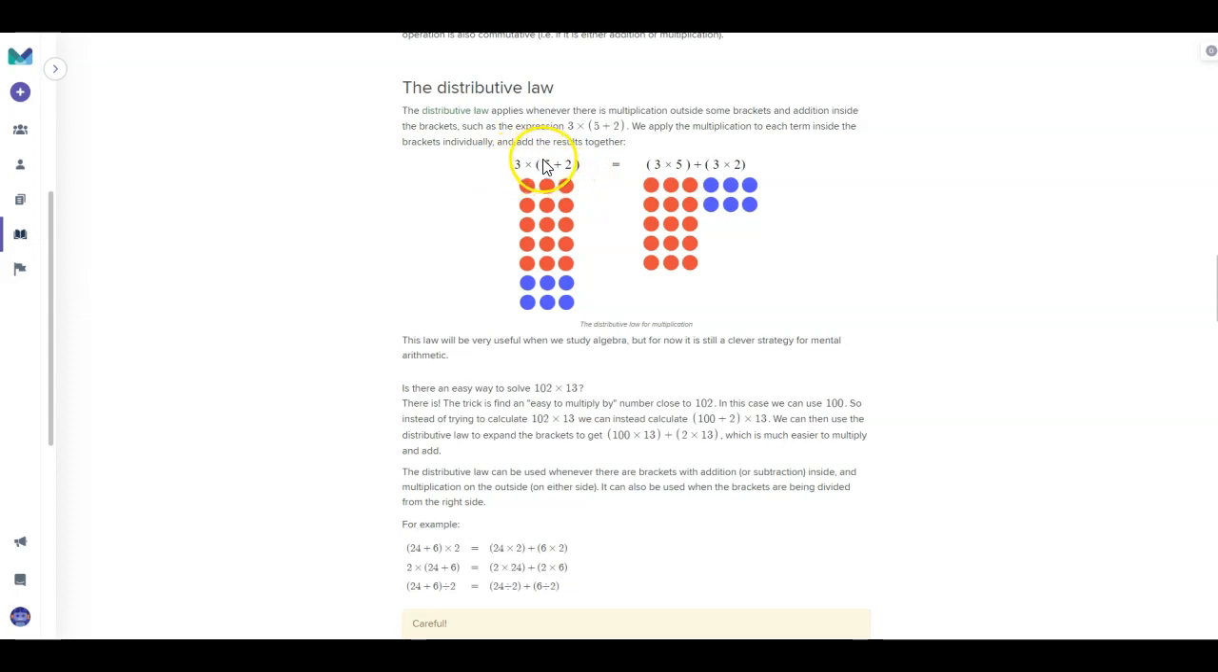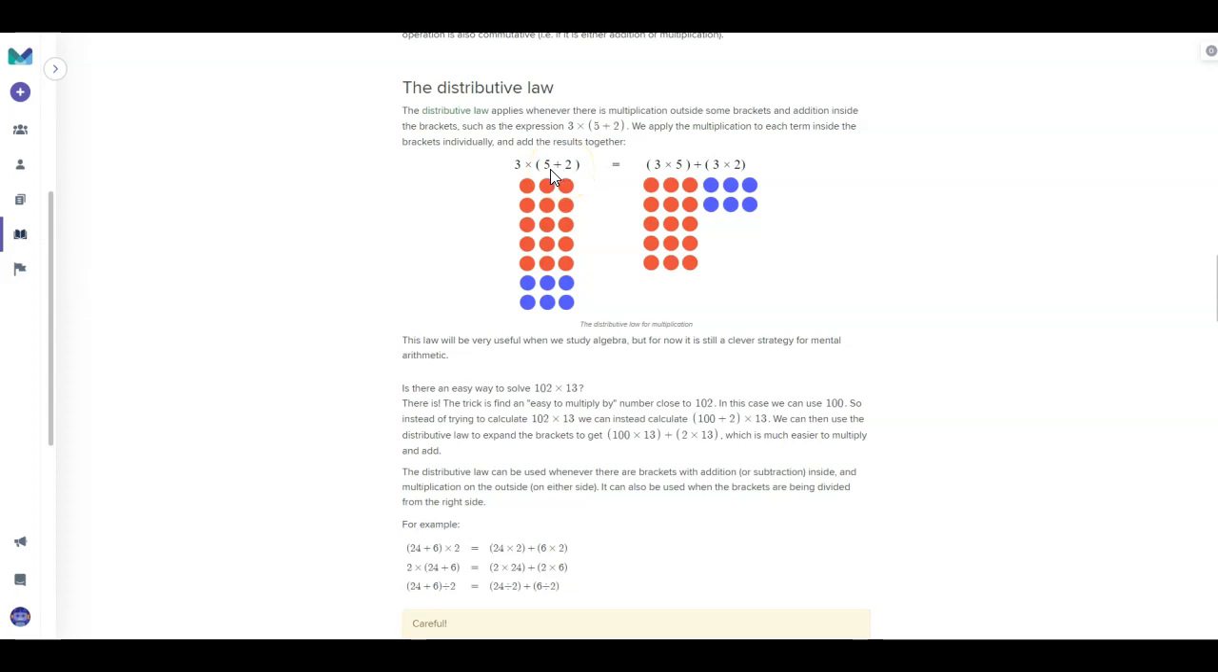So we are distributing the multiplication into the bracket. Okay, still added, or it could be a subtraction. So this could be 5 minus 2. So it would end up with 3 times 5 minus 3 times 2 if it was a minus in the bracket. Both of those situations work.